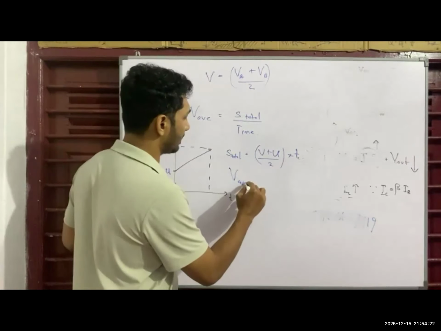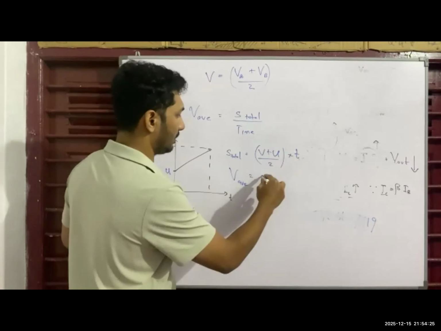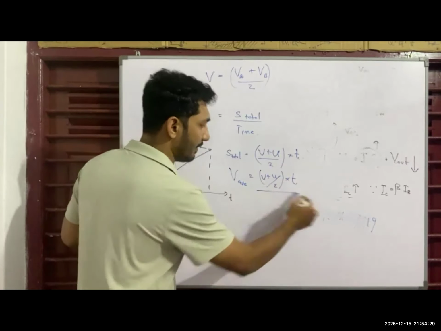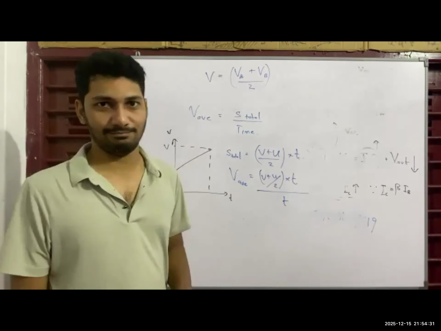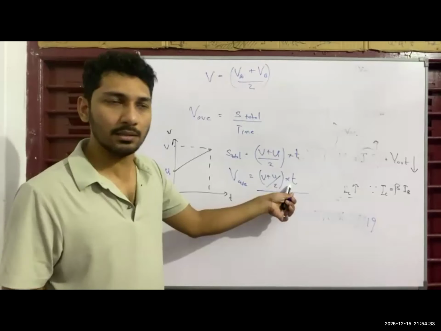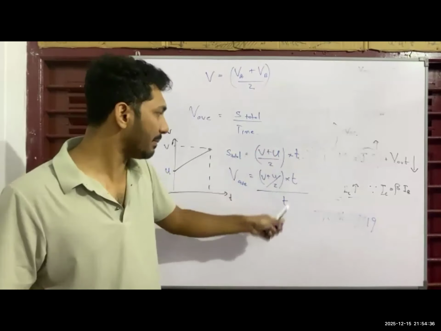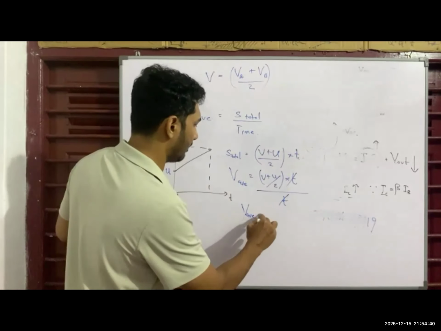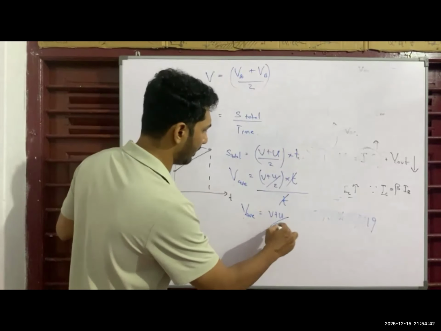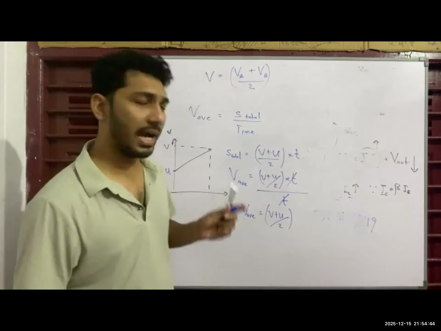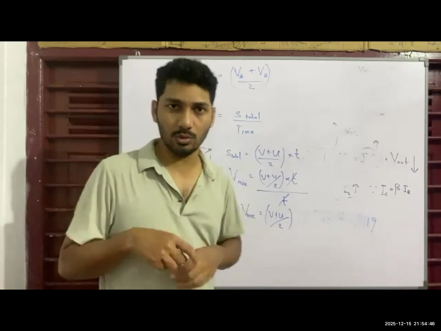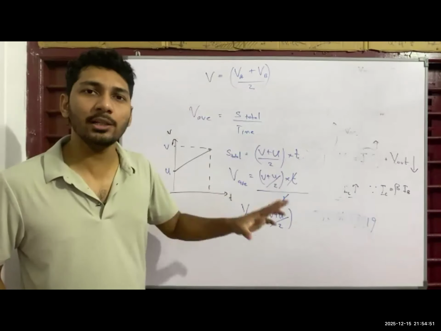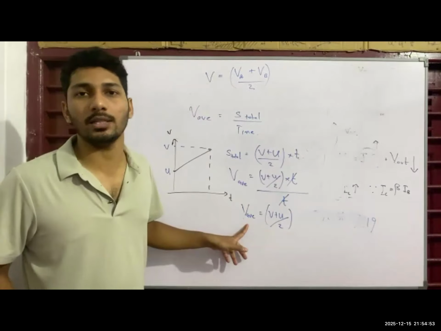V average is S total over total time, which is V plus U over 2 into time divided by total time. Total displacement is the equation divided by time, so you can chop these. So what do you see? V average is equal to V plus U divided by 2. So just adding and dividing by 2. Adding the velocities at two ends and dividing it by 2 gives you the average velocity.